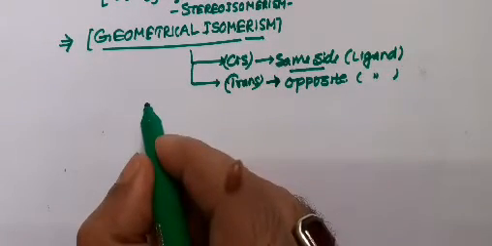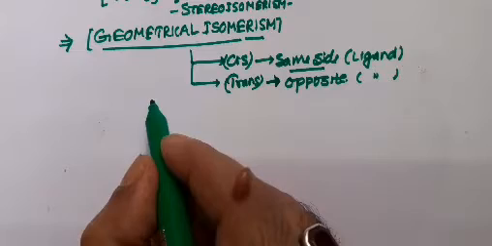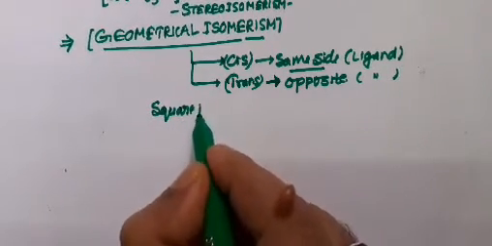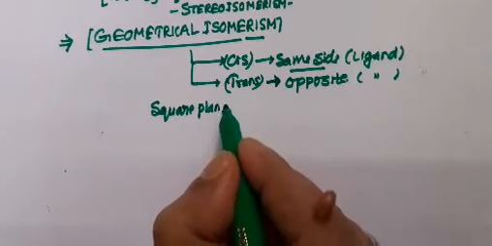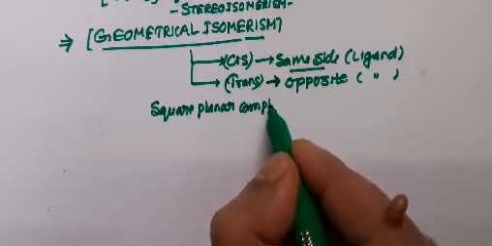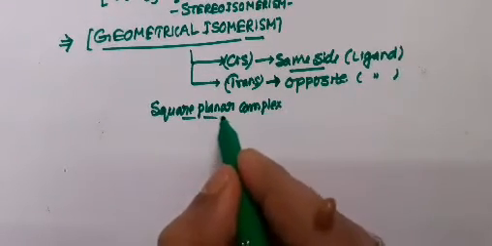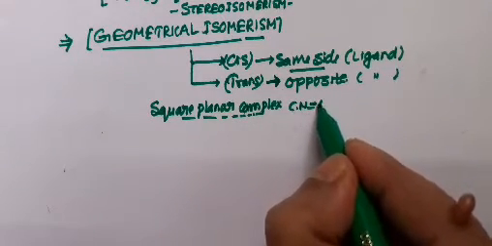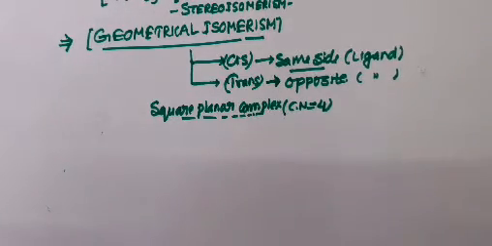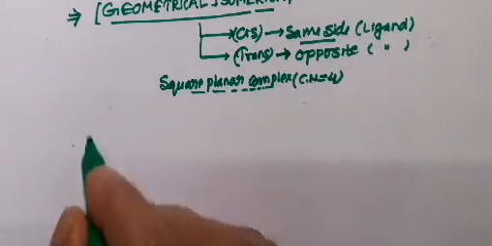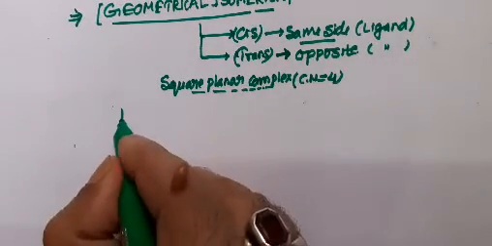Now today we are going to describe the geometrical isomerism of the square planar complexes. Geometrical isomerism in the square planar complexes. As we know, the coordination number for the square planar complex is 4. So we will describe the geometrical isomerism of square planar complexes by classifying them into particular types.